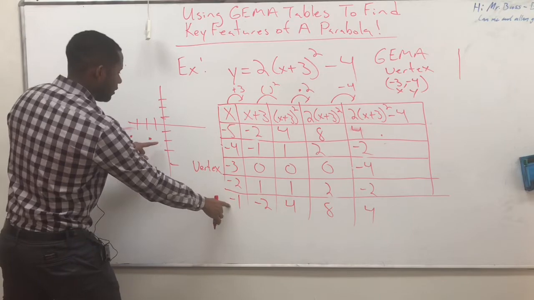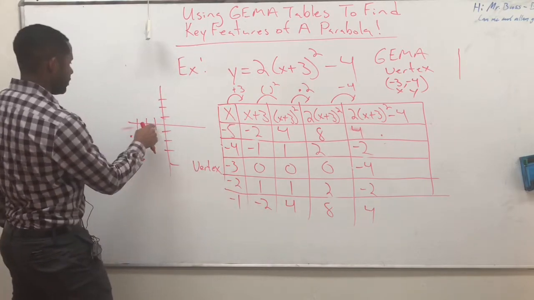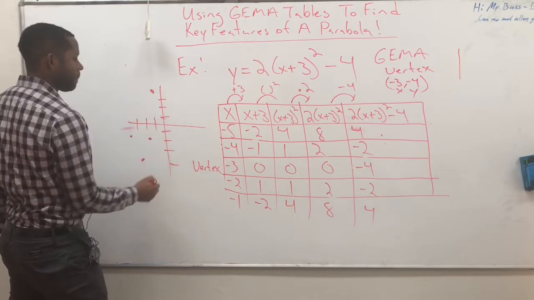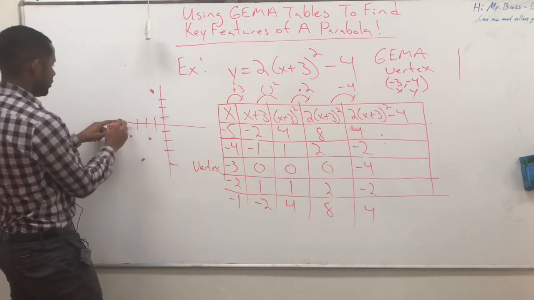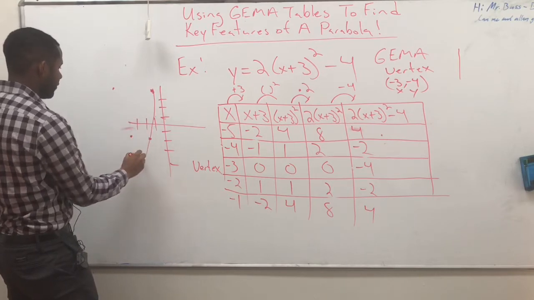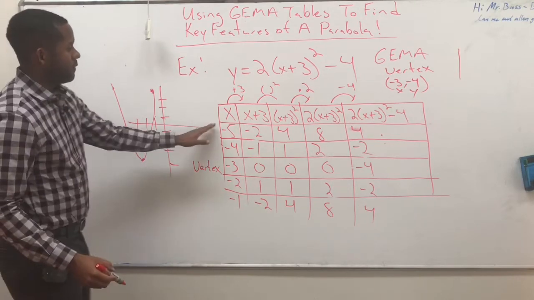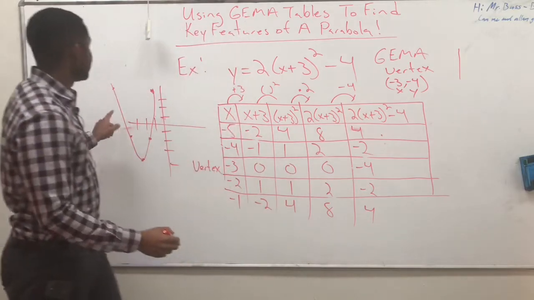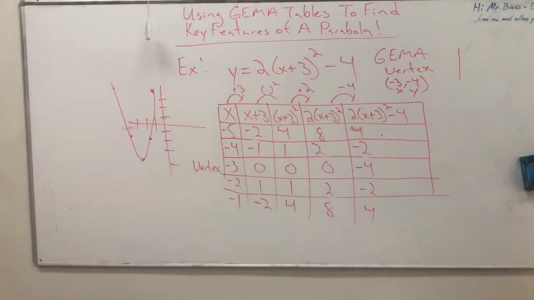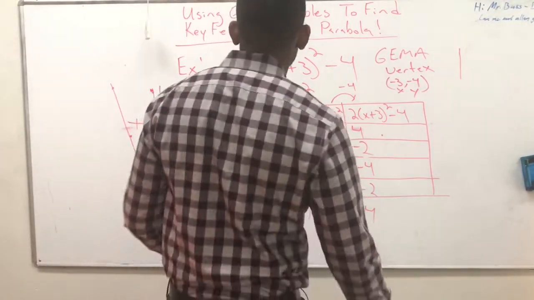And then at negative 1, I'm at 4. So here's negative 1, it's like here. And at negative 5, which would be right here, I'm also at 4. So you can see how these are mirroring, showing just how this mirrors over here. Hopefully you can see that. Yeah, you can. Good.